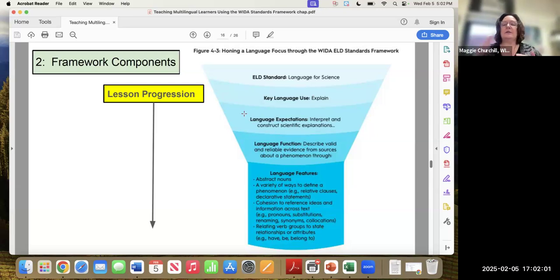And then ultimately they will have to construct their own scientific explanation that answers that question: how does the sun power the earth? And so they're going to need to give some evidence. They are going to need to go through some steps. What happens first? They're going to need some vocabulary to help them. And they're going to need to explain that phenomenon.